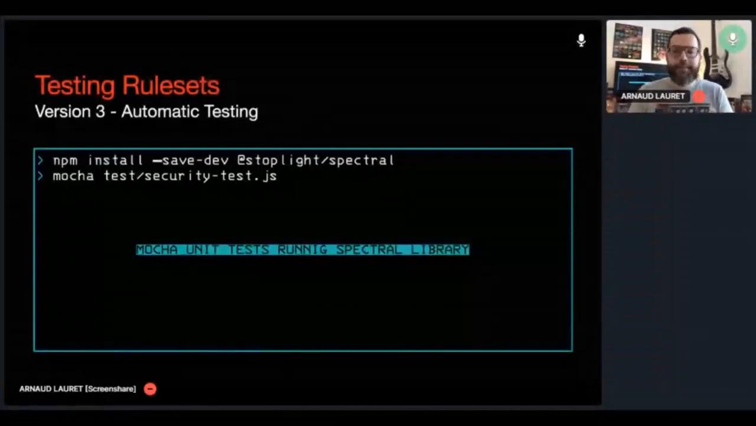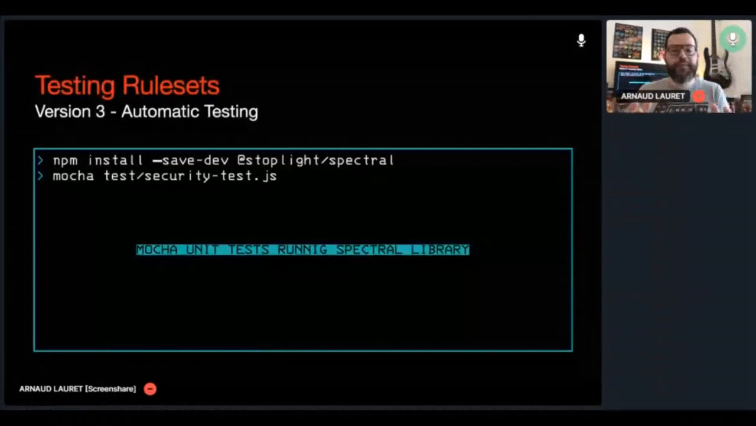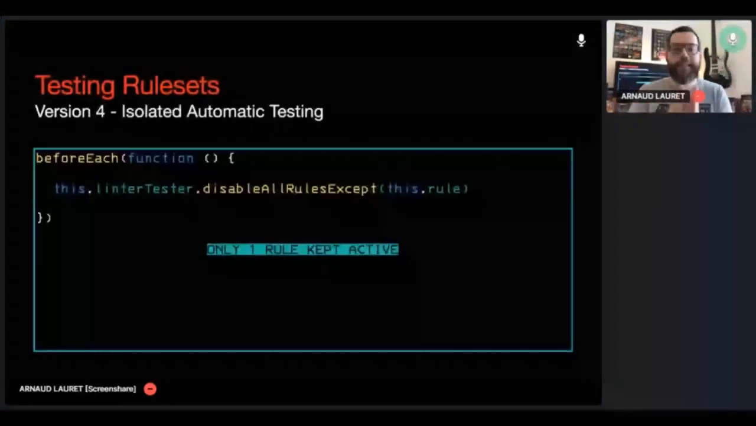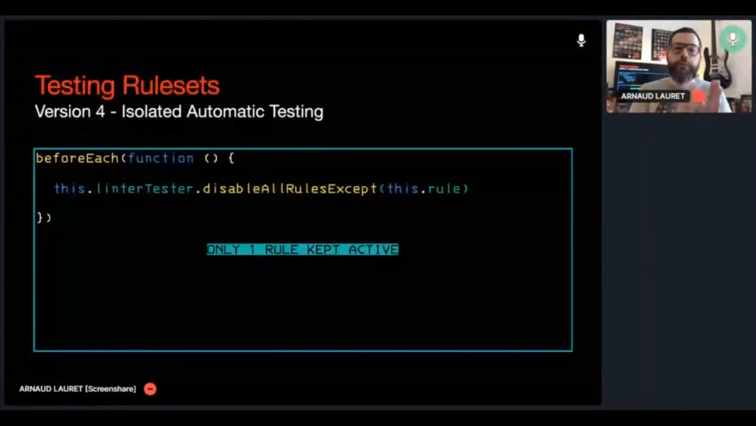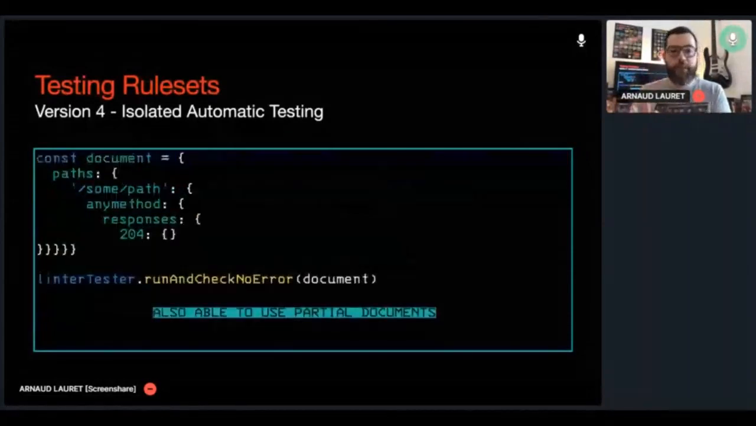But even if it was better, using a single OpenAPI test file for each rule set, and so testing all rules inside the rule set at once, was too complex and prone to errors. That's why I went a level deeper in my testing strategy. I decided to test each rule in isolation with a dedicated input for each test. To do that, I tinkered with the results of the Spectral parser to only keep a specific rule active and deactivate all the others when running a test. I also managed to use partial OpenAPI documents instead of complete ones, making writing tests easier.